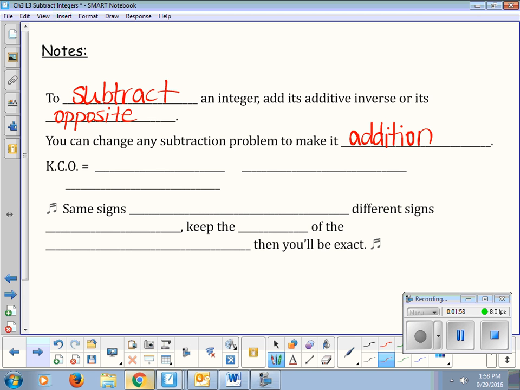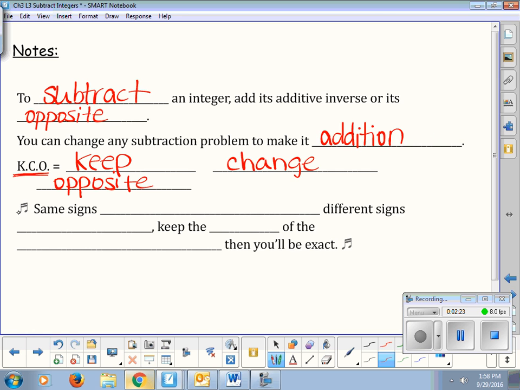There's 3 letters to remember. Those 3 letters are KCO, which is keep, change, opposite. Keep, change, opposite. So you keep the first number the same. You change your subtraction sign to addition, and you write the opposite of the second number. So if it is positive, you write a negative number. If it's negative, you write positive. And then you use your rules for adding integers.